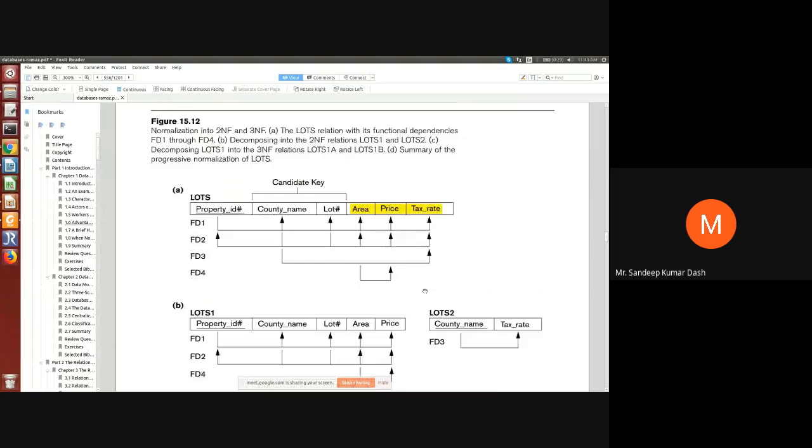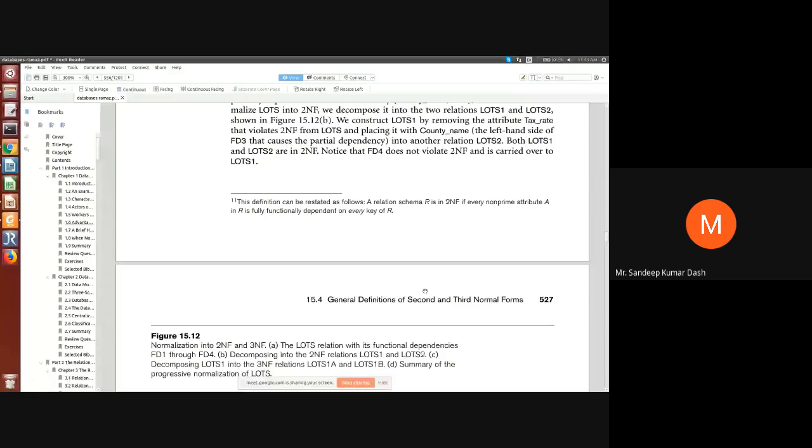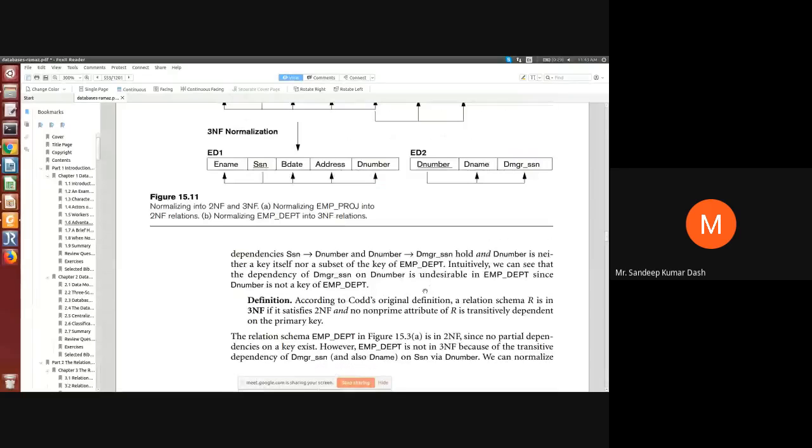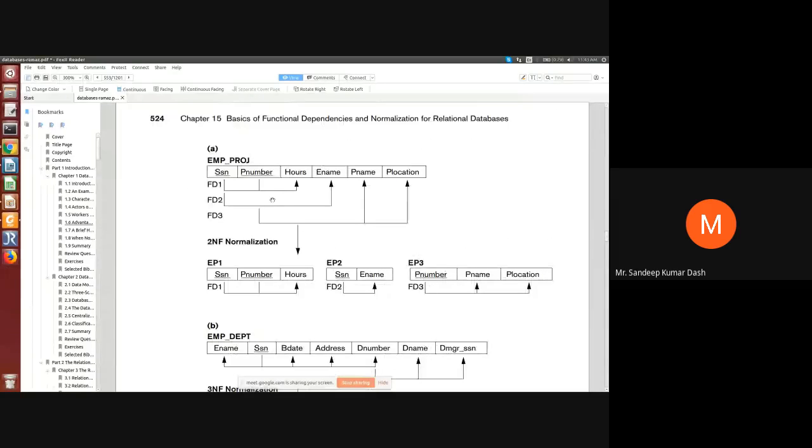Fine. So you saw two examples. One is this, one is this one. Here also this was partial functional. You took it to a separate table with the key this one. This one also partial functional on a prime attribute or the primary key. So you took P number to a separate table with P name, P location. These three combinedly are now in 2NF. Okay.